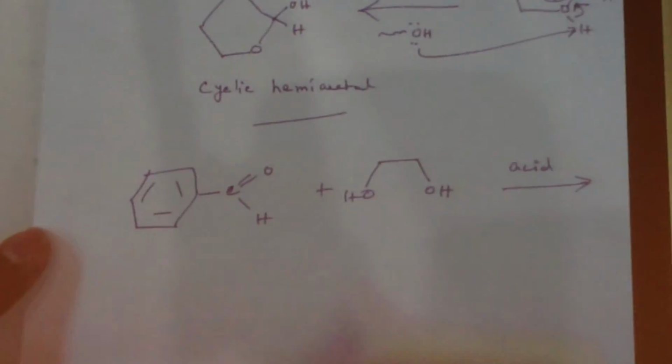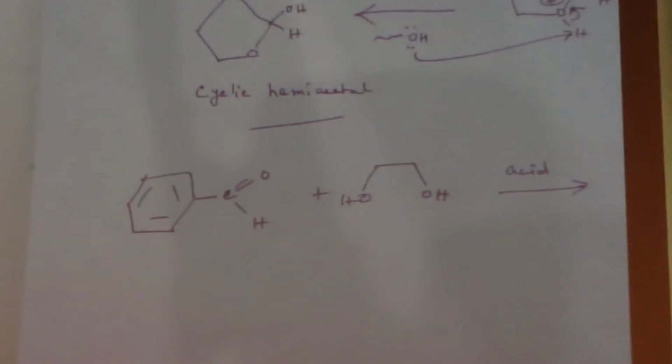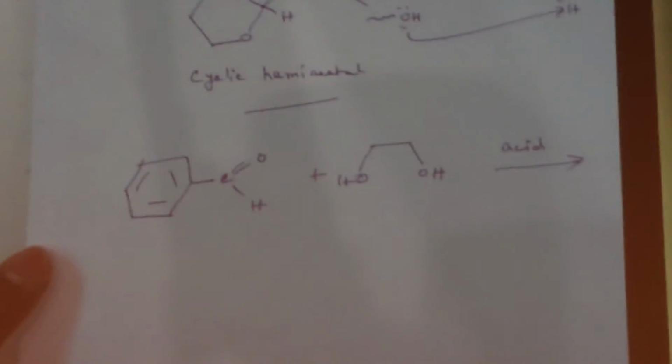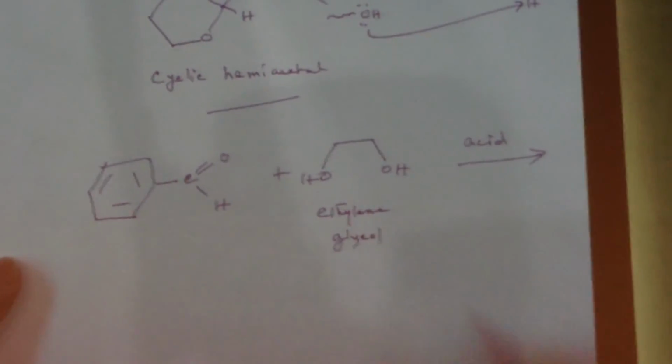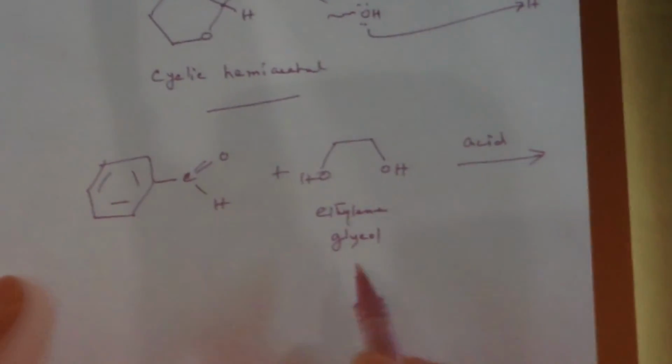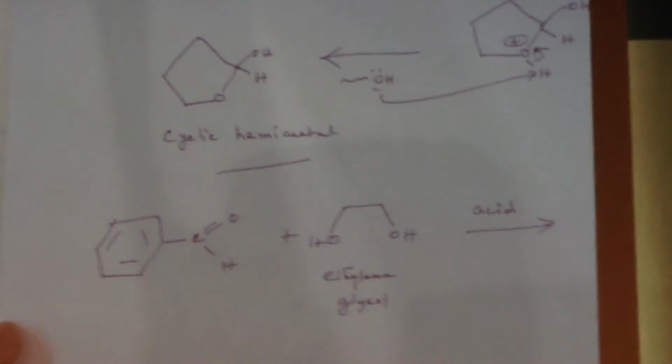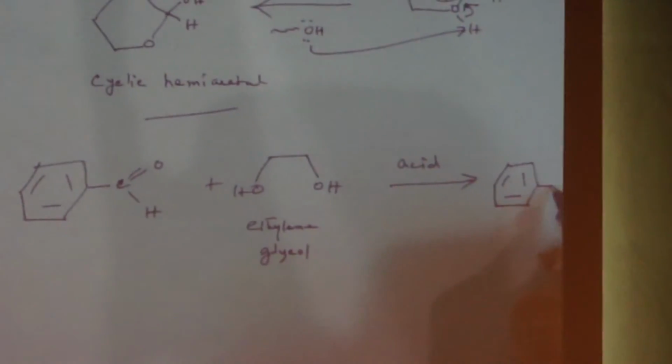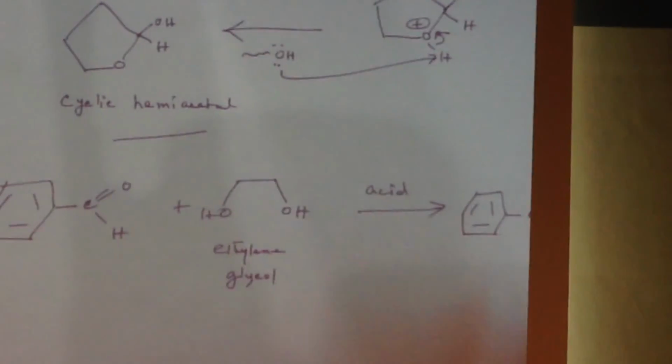And you are familiar with ethylene glycol. It's actually the green stuff in your car, which is used as an antifreeze. So ethylene glycol. And in that case, now, there are two alcohol units, and therefore what you expect to see is a cyclic acetal, which would be this. So this is a cyclic acetal.